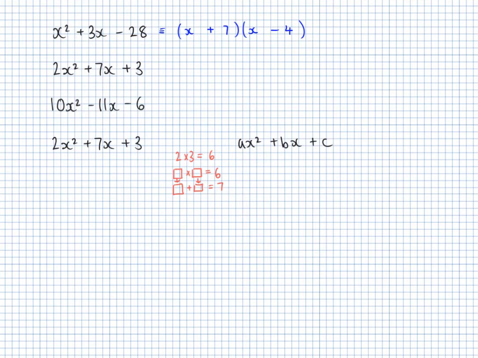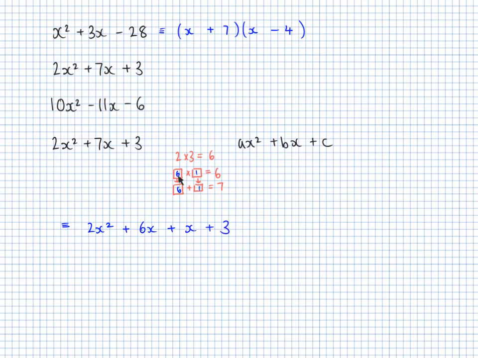Okay, when I know this, I can write them in here. So 6 and 1 there, 6 and 1 there. What I do is I rewrite 7x as 6x plus 1x, or x. Okay, so I'm going to rewrite this expression again. So we can have this is equal to 2x squared plus 6x plus 1x is just x, and then plus 3.